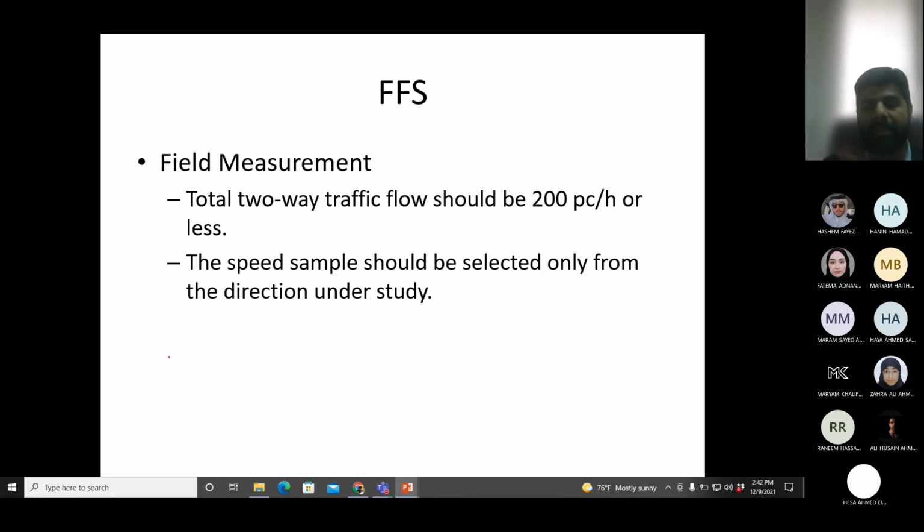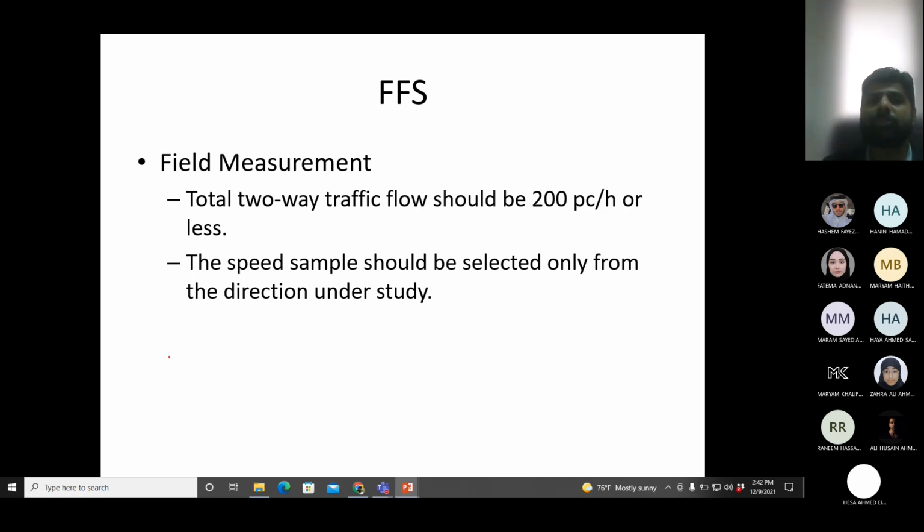For all these analyses, we must know the free flow speed, like we said for freeways and multi-lane highways, right? We must know the free flow speed. Free flow speed can be measured in the field. This is something I mentioned previously as well. You measure free flow speed in free flow conditions.